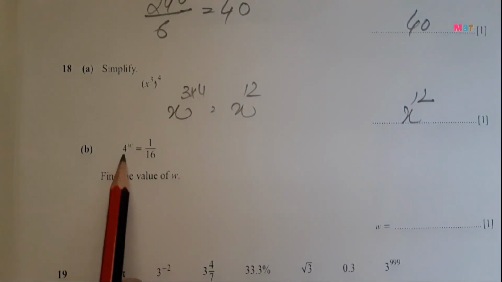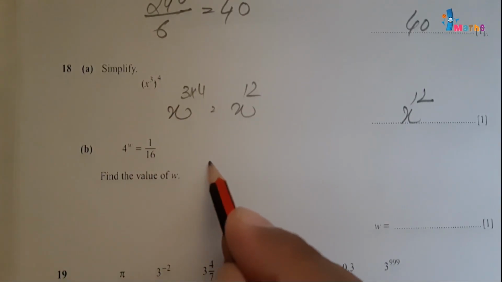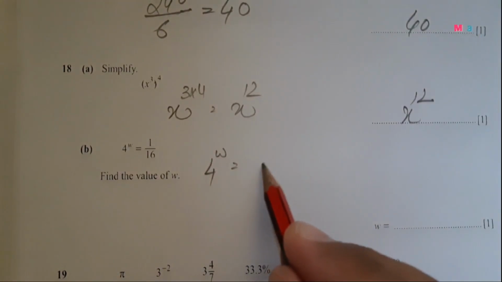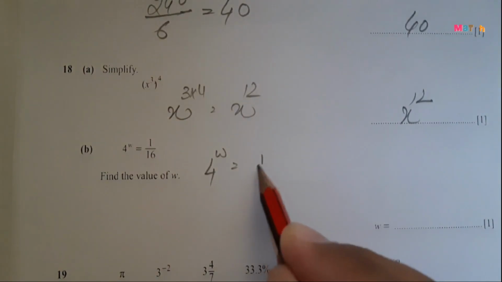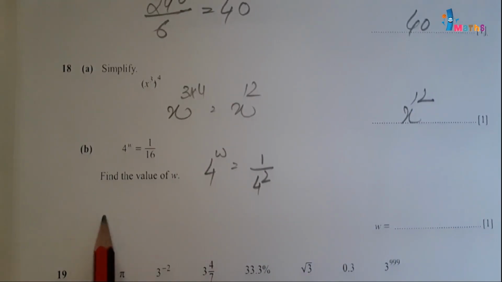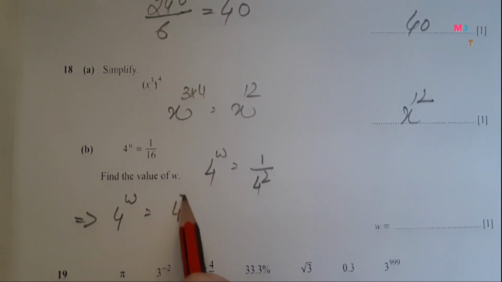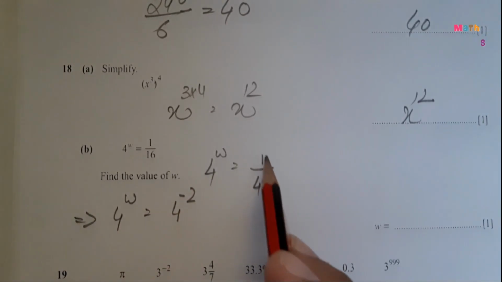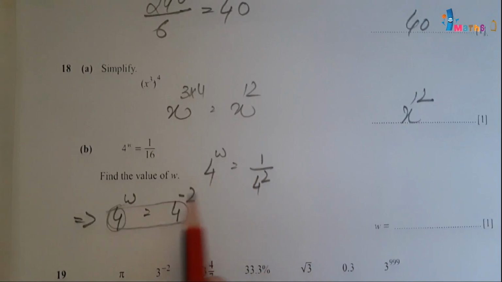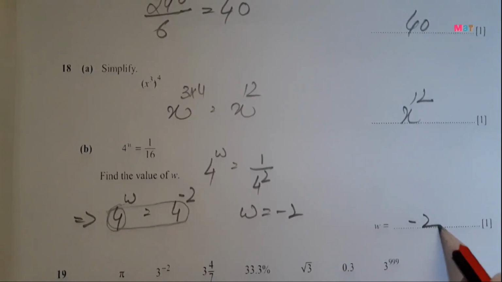P part, 4 raised to power w is equal to 1 over 16. Find the value of w. So we can write 4 raised to power w is equal to 1 over 4 raised to power 2, and in the next step we can write 4 raised to power w is equal to 4 raised to power minus 2. We shift the denominator to the numerator, and the bases are the same in both cases, so we can ignore the bases and write w is equal to minus 2. So our answer will be minus 2.